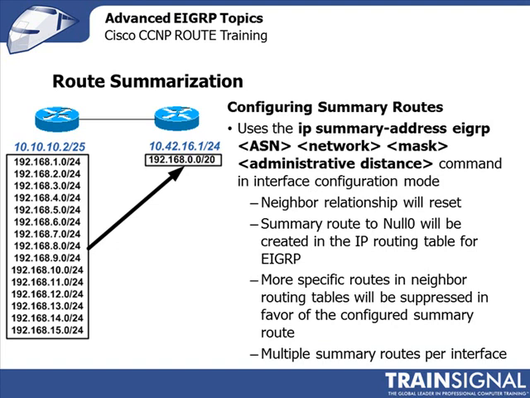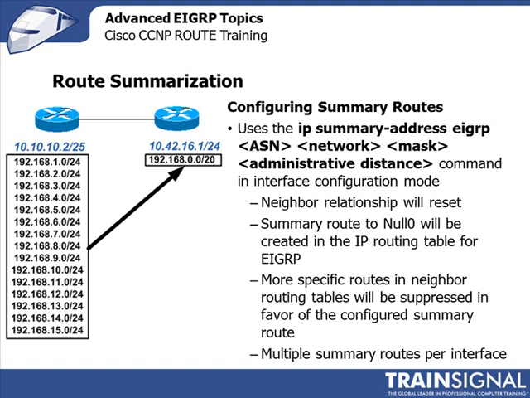Configuring summary routes is very simple. It's done on a per interface basis, and it's done with the command ip summary-address eigrp, the autonomous system number, whatever the network is that is going to be advertised, the mask with which it will be advertised, and then optionally an administrative distance. The default would be 5, but you could put others in there if you want to.